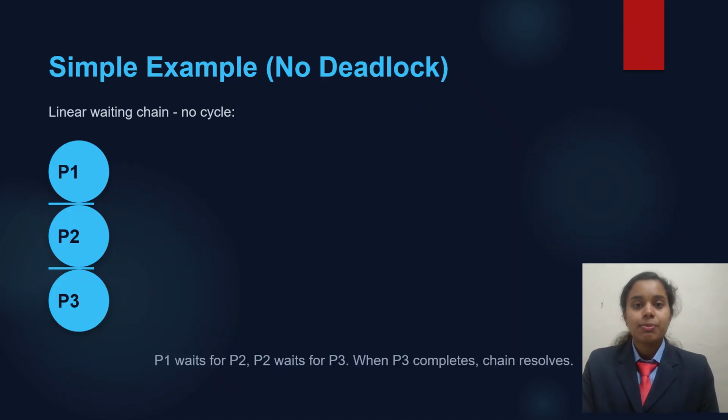This is a simple example for no deadlock. There are three processes, that is process P1, P2 and P3. The process P1 waits for process P2. The process P2 waits for process P3. When the process P3 completes, the chain is resolved. No deadlock happens here.